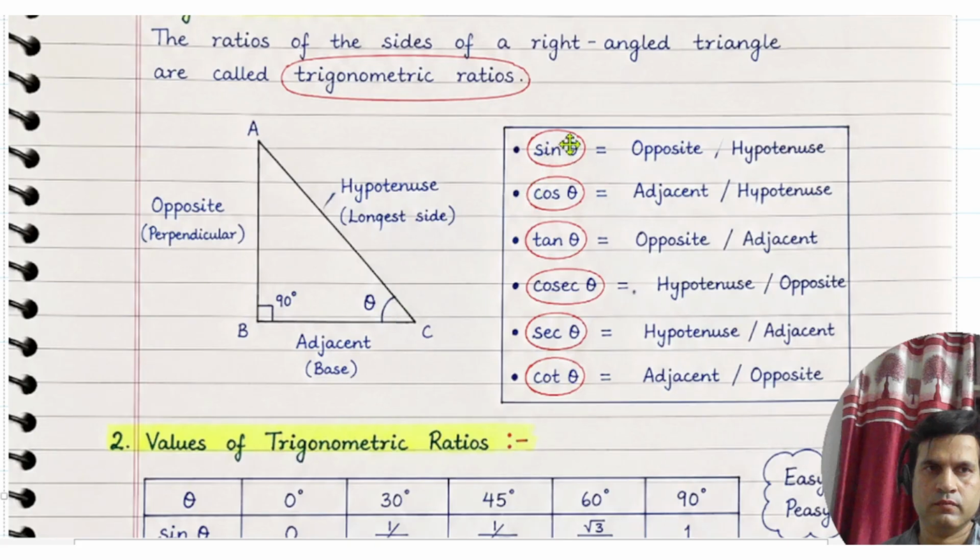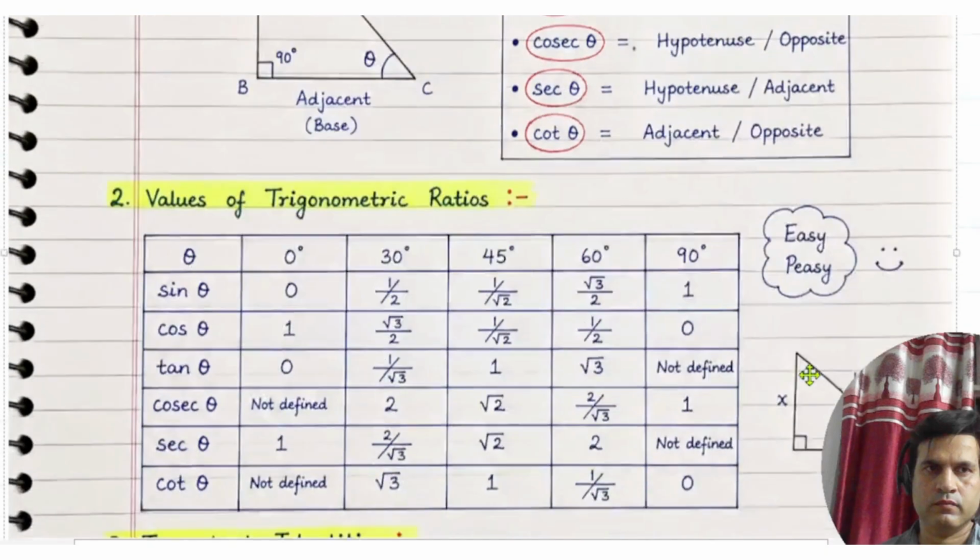If you talk about sine theta, that will be opposite upon hypotenuse. Then cos theta is adjacent upon hypotenuse. Then we have tan theta, opposite side upon adjacent. Then cosec is the reciprocal of sine, so it will be h by o, hypotenuse upon opposite. Then sec theta is hypotenuse upon adjacent, and cot is adjacent upon opposite.